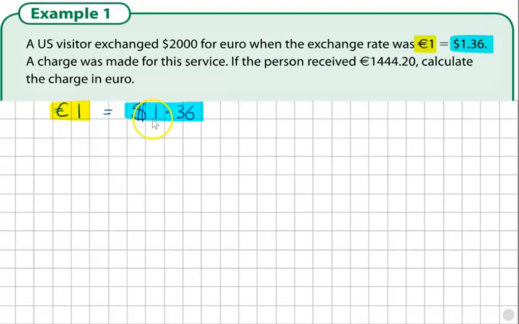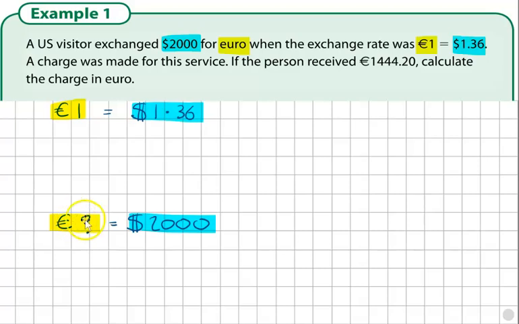So €1 is equal to $1.36. We got that from the question. We want to figure out how many euro is equal to $2,000. We start off by changing $1.36 to $1, and then once we know what $1 is equal to in euro, we can simply multiply by 2,000. So how does 1.36 become 1? How does anything become 1? We divide by itself. So we divide 1.36 by 1.36, and what we do to the right, we do to the left. So we divide 1 by 1.36.